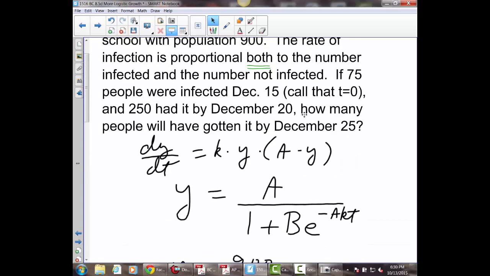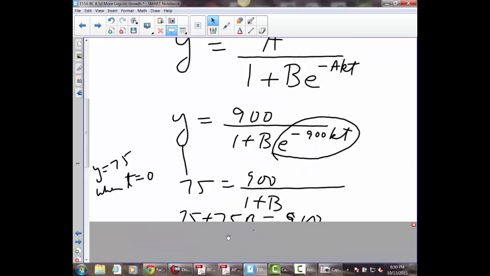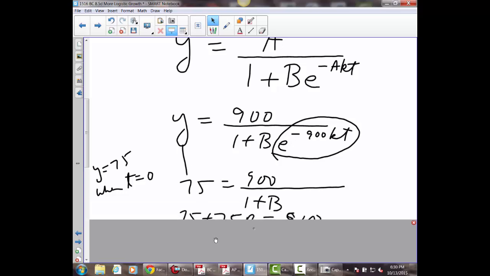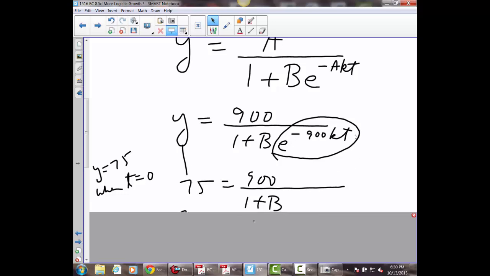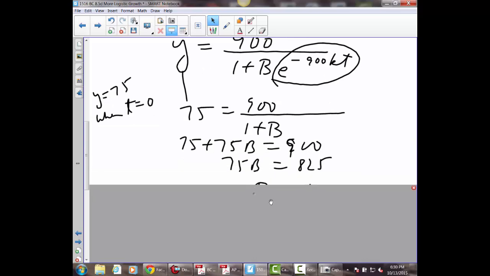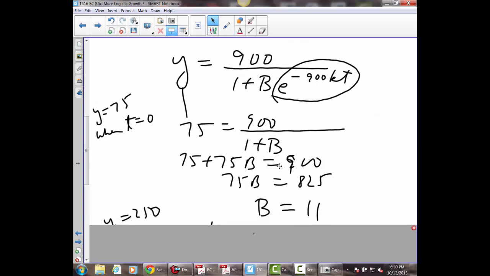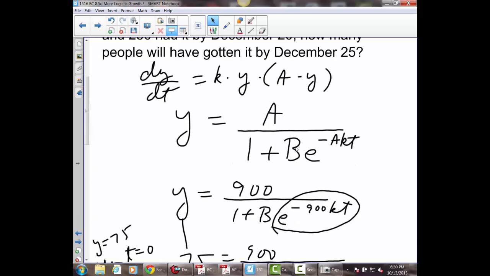Well, that's why they gave you this information. It says when T equals 0, Y is 75. So we'll plug that in. That's an initial condition at T equals 0. 75 people have pink eye. So Y is 75 when T is 0. Now T equals 0 is very convenient because this whole exponent becomes 0. E to the 0 is 1 and you end up with 75 equals 900 over 1 plus B, which will give you B is 11. So you can now rewrite this equation replacing B by 11. Now all we need to find is the K.